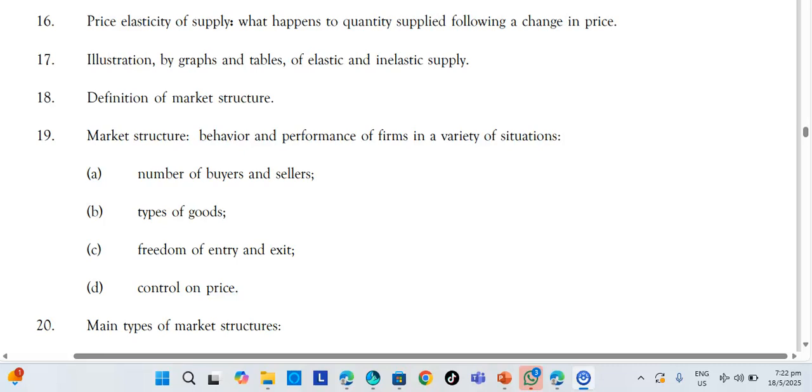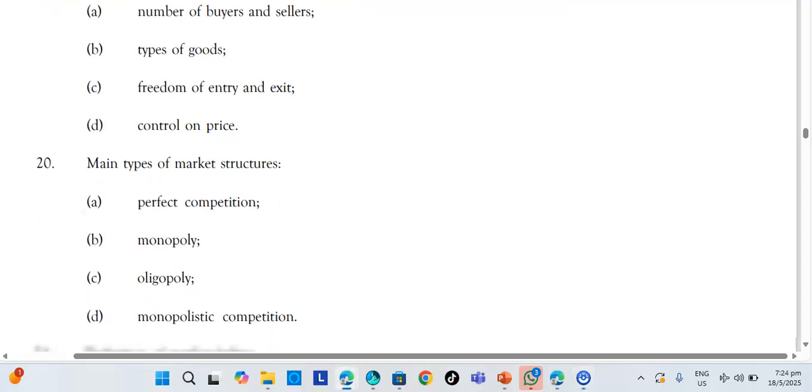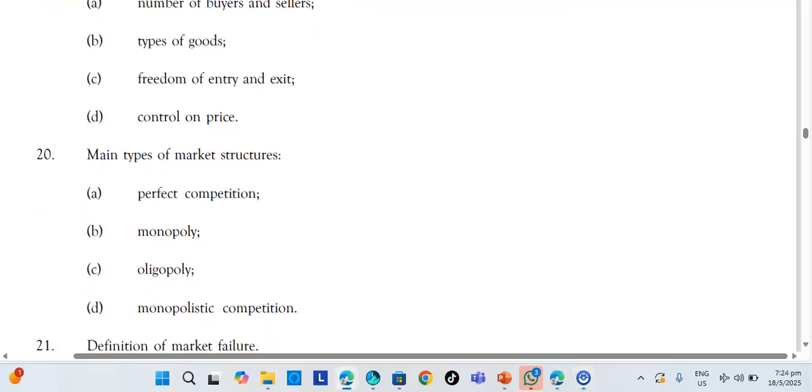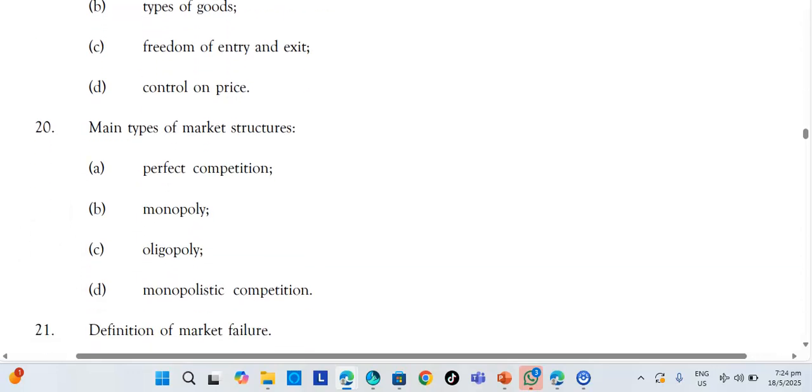Now, the key elements of market structure: firm behavior and performance. So, let's look at the behavior and performance of firms in a variety of situations and market structures. The first one we're going to look at is the number of buyers and sellers. Now, the different types of market structures are perfect competition, monopoly, oligopoly, and monopolistic competition. So before I answer objective 19, let me tell you about the different types of market structures.